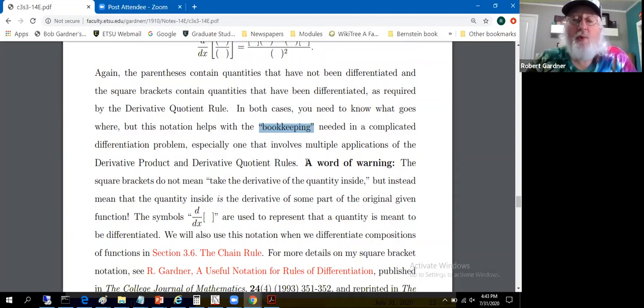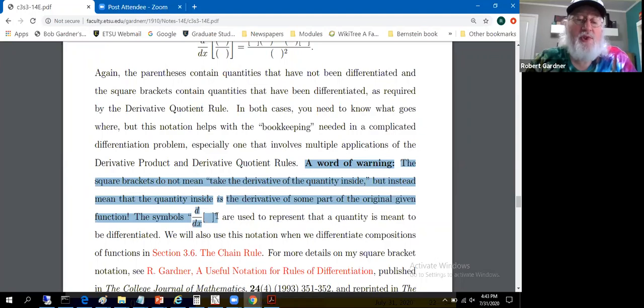Word of warning, I've warned you about this before. The square brackets don't mean take the derivative of the stuff inside. They mean that these are derivatives of things. If you want to write take the derivative, then you don't use just the square brackets. You precede it by the differentiation operator. Take the derivative with respect to x of the stuff in the square brackets. Standard notation for take the derivative of.